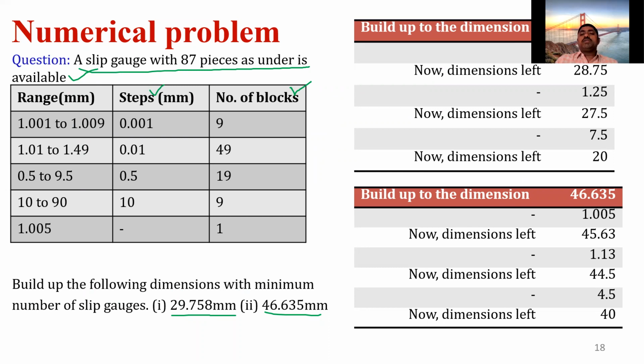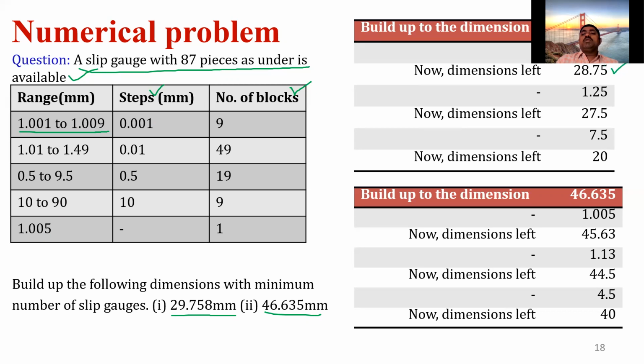For that purpose, we first start with the last digit of the dimension, that is 8. Here 8 means after the point we have 0.008 or 0.118 or 0.228 like that. So 0.008 is not available, but 1.008 is available in the range 1.001 to 1.009. We will select the 1.008 slip gauge. The total dimension left here is 28.75.